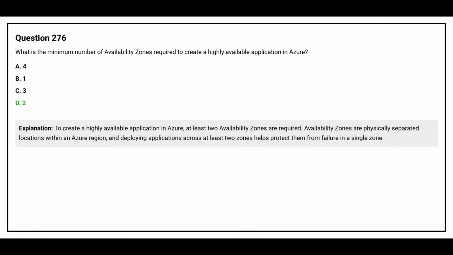To create a highly available application in Azure, at least 2 availability zones are required. Availability zones are physically separated locations within an Azure region, and deploying applications across at least 2 zones helps protect them from failure in a single zone.